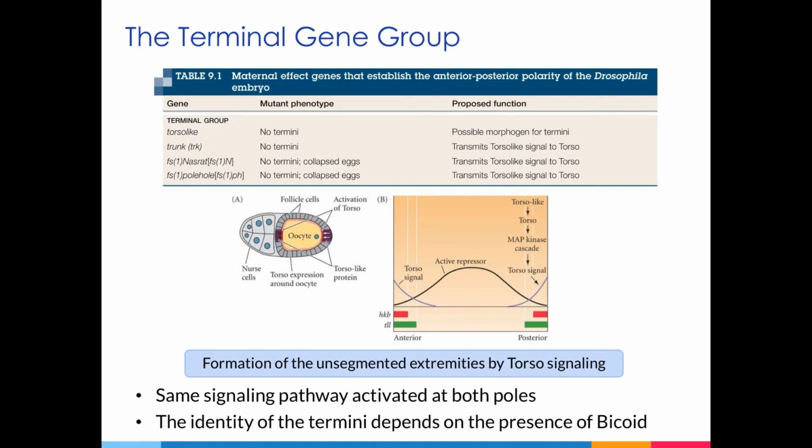The pathway activated by the terminal gene group is the torso pathway. And as you can see, it is activated at both the anterior and the posterior end of the embryo. What determines whether the cells at each end will become an acron or a telson is the presence or absence of bicoid. If bicoid is present, an acron forms, otherwise a telson forms instead.